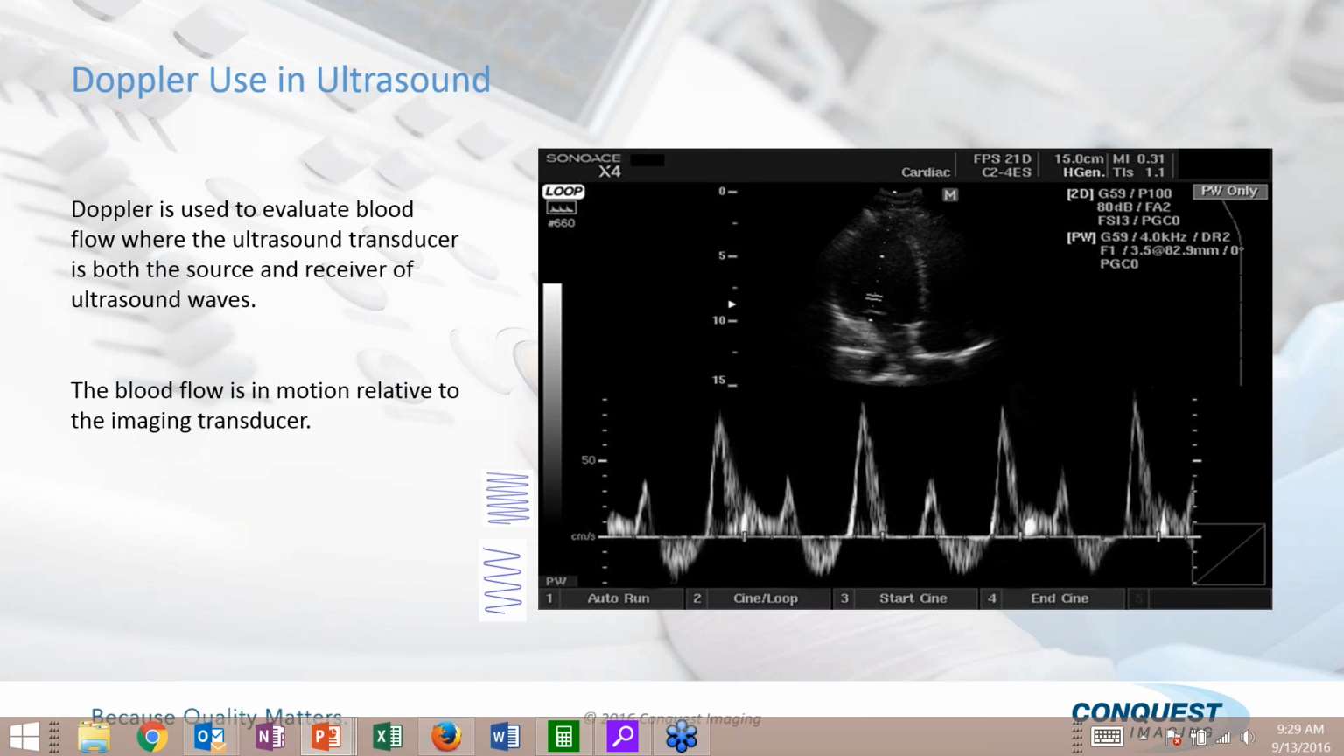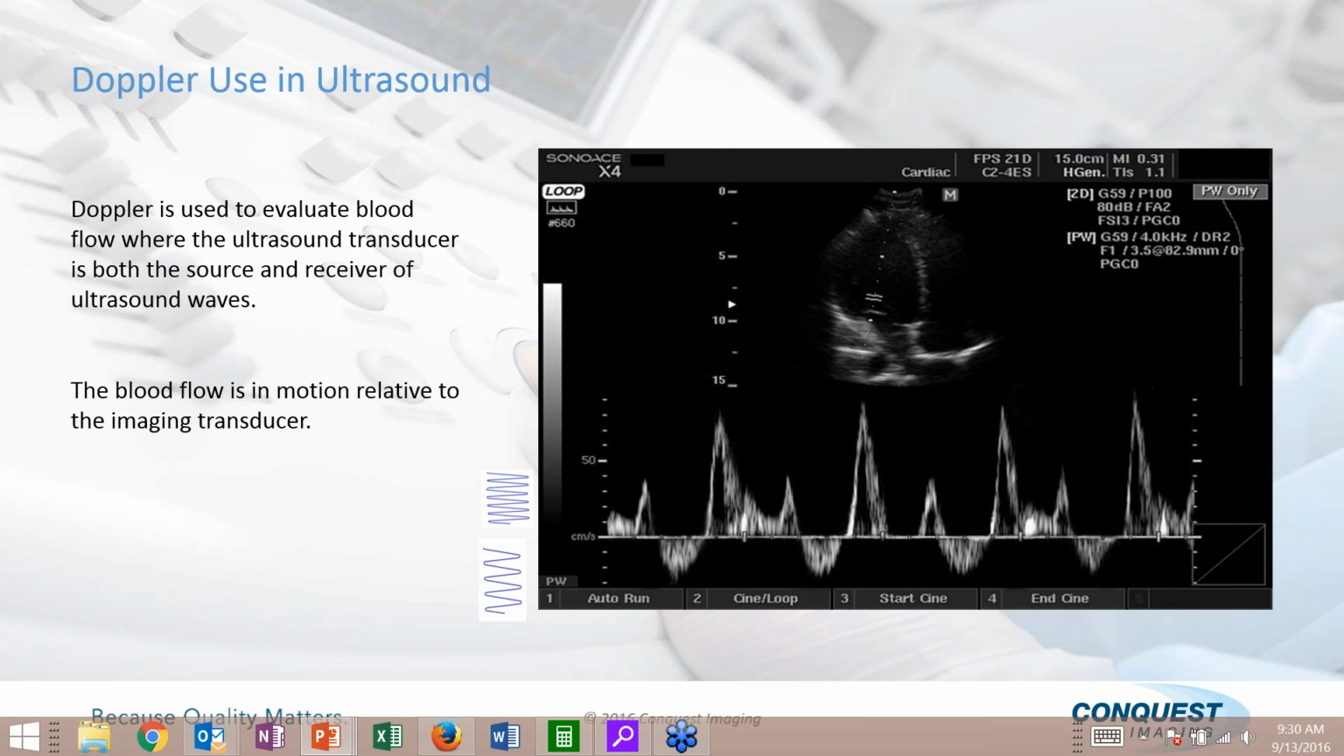So what we do is we use Doppler to evaluate blood flow. We send a sound beam into a blood vessel or a heart chamber, and we bounce that sound beam off of red blood cells. And we read the frequency of that beam coming back. We know the frequency of the sound wave that we're sending out. The system is generating a certain frequency. In this case, we'll call it 4 megahertz. And so if we send out a 4 megahertz beam and we get that beam back, if it's higher in frequency, we know that blood is coming towards us. If it's lower in frequency, we know that blood is moving away from us.